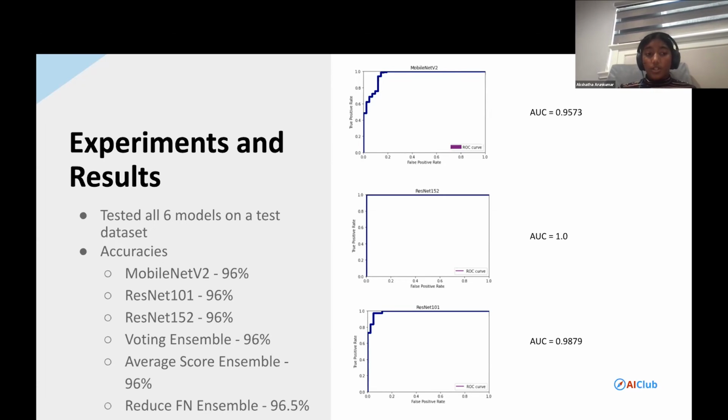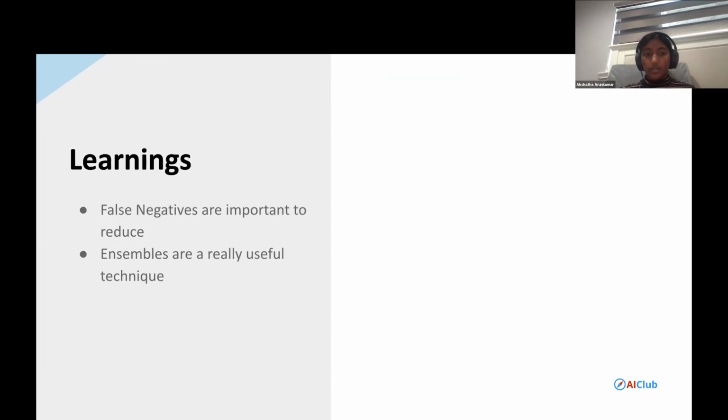What I learned in this project was that false negatives are really important to reduce, especially in the health field, because if a patient does have thyroid cancer, but the AI predicts that the thyroid ultrasound image is benign, then the patient will just walk away without knowing that they do actually have thyroid cancer. Then their patient outcomes won't be as great as if they had detected it at an earlier stage.